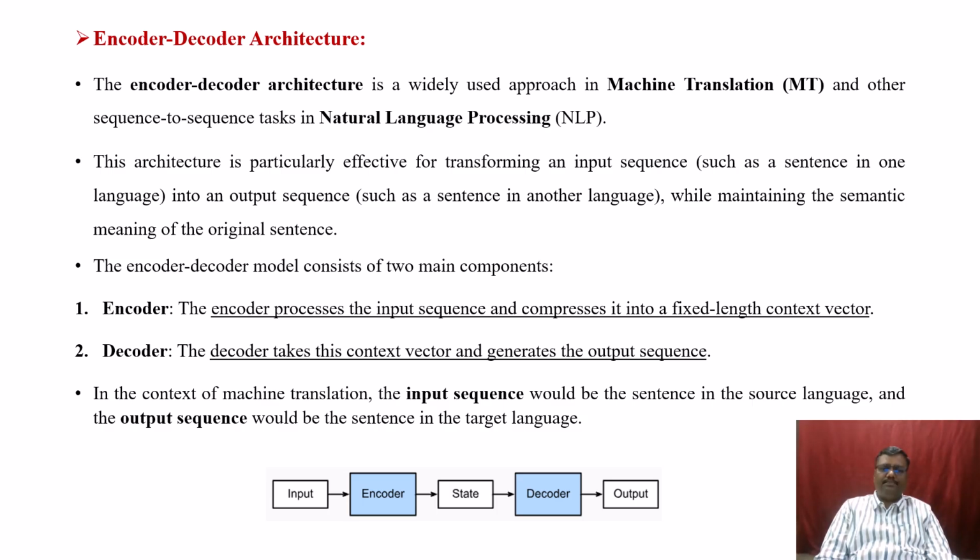The first component is the encoder, where it processes the input sequence and compresses it into a fixed-length context vector. Then the next one, the decoder, performs its operation, where it takes this context vector and generates the output. In the context of machine translation, the input sequence would be the sentence in the source language and the output would be the sentence in the target language.